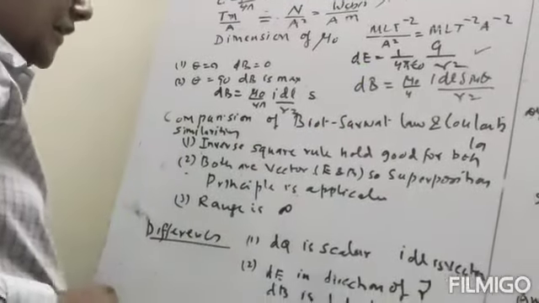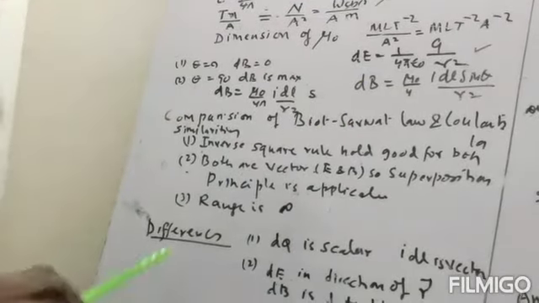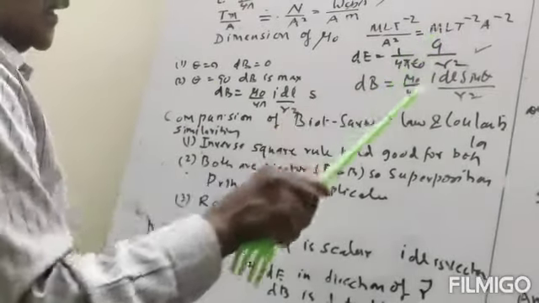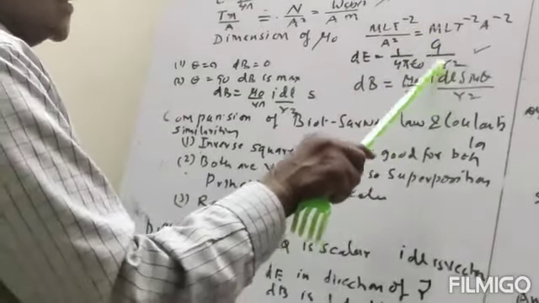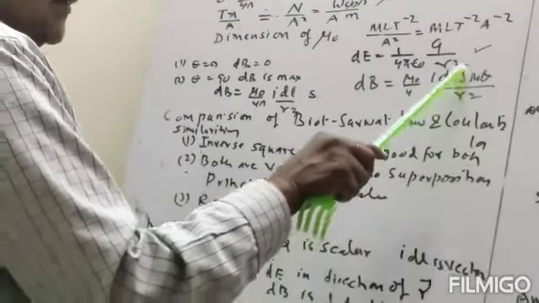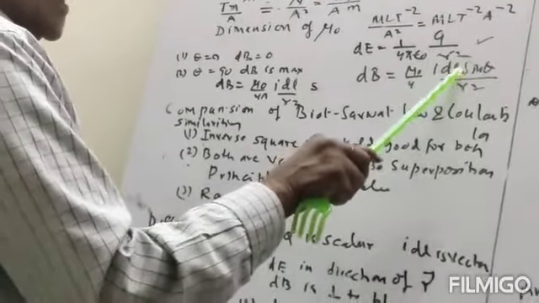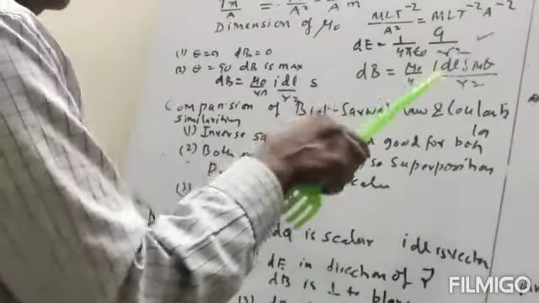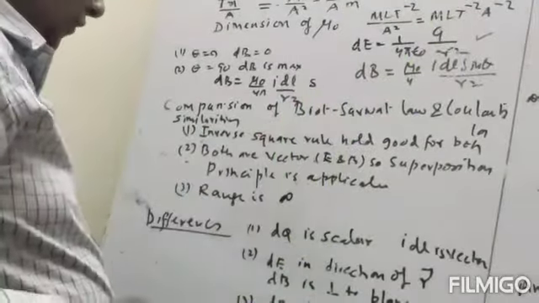Now what are the dissimilarities? Here Q is a scalar quantity. Here I dl is a vector quantity. I dl we can also say is the current element. It is a vector quantity, whereas Q is a scalar quantity.